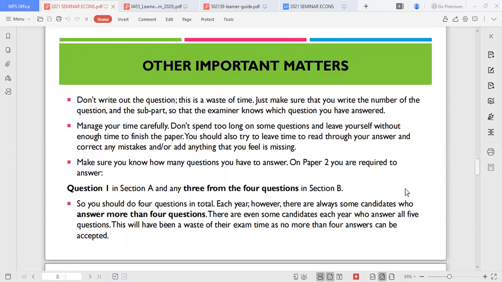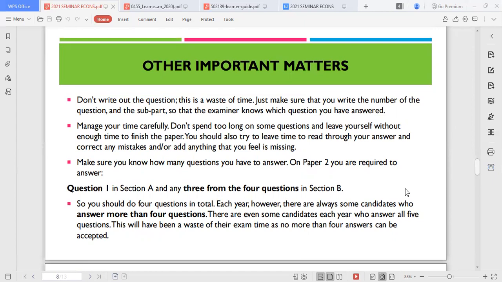Make sure you know how many questions you have to answer. On paper 2, you are required to answer question 1 in Section A and 3 from the 4 questions in Section B. So you should do 4 questions in total. Each year, however, there are always some candidates who answer more than 4 questions. I'm emphasizing the format from day 1, from the time we started year 11. But I still can see some of the students in mock 1 still practicing answering all the 4 essay questions. Why, people? Why do you want to waste your time? We need more time to give the best answer rather than answer all the questions. For what? The examiner is only going to take the first 3 questions that you attempt.